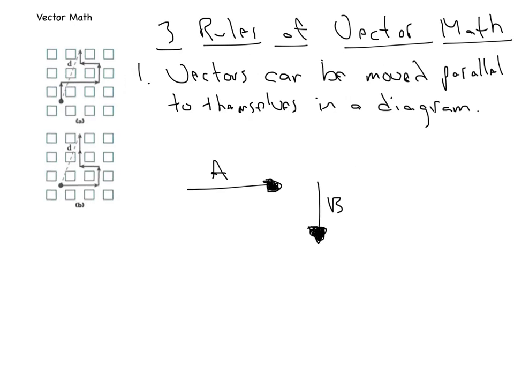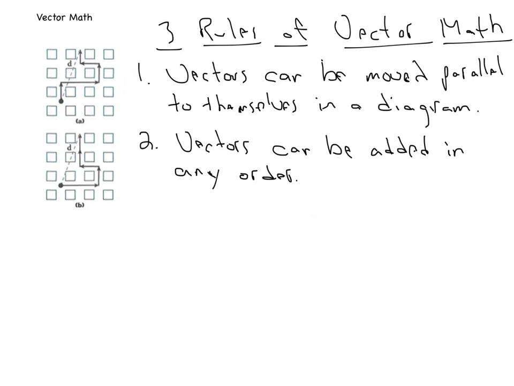I can move B parallel to itself as long as it's staying in the same direction, and I can move it so that it is tip to tail with vector A. See, it normally started this way, but 10 meters south is the same there as it is there. And now they're tip to tail, so now I can draw my resultant vector. So first rule, vectors can be moved parallel to themselves in a diagram.